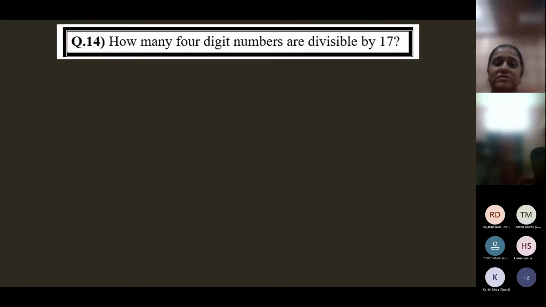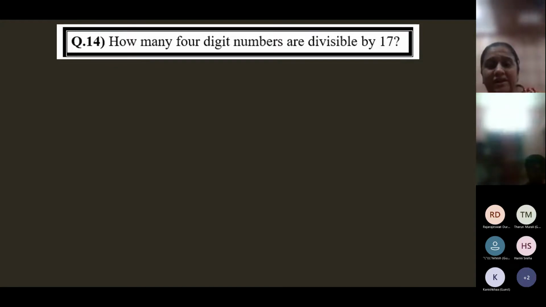How many 4-digit numbers are divisible by 17? You don't have to find the sum or anything, just how many numbers. It's important to understand the question. How many? 10, 20, 30, 50 numbers? Are there 50 4-digit numbers divisible by 17? So how many is the question.